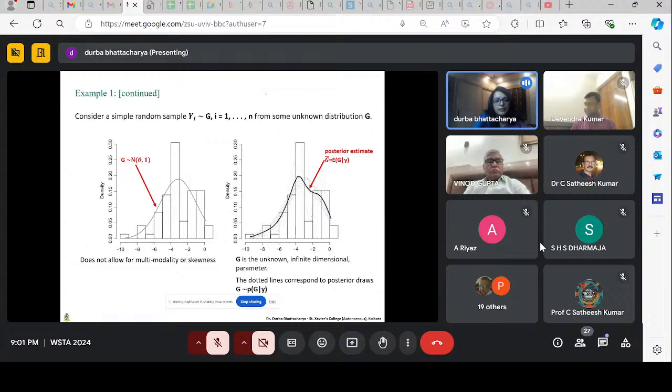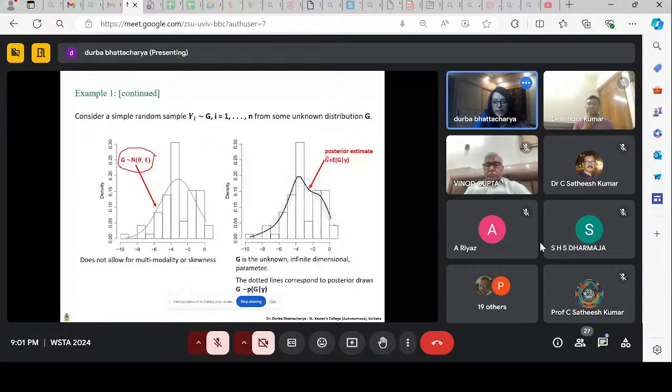Like this is an example where we have a multimodal distribution, and we try to model this data set using some restrictive functional forms. We can see that this type of modeling doesn't allow for multimodality or skewness. But if we consider the class of all possible density functions, and define probability models on it, we can see that this type of modeling can deal with such problems of multimodality to a better extent.